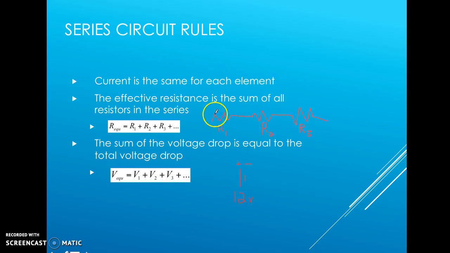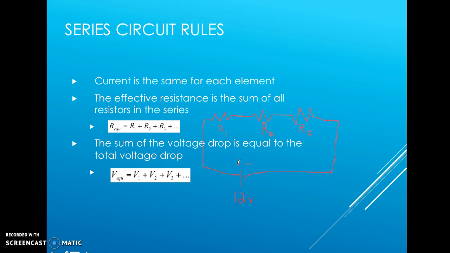Well, when we go across each resistor, remember again that the definition of a resistor is anything, an element in a circuit that allows some voltage drop across the resistor. So if we drop some of the voltage across R1, some of the voltage across R2, and some of the voltage across R3, the sum of the voltage drop across all 3 of those is equal to the total voltage drop.